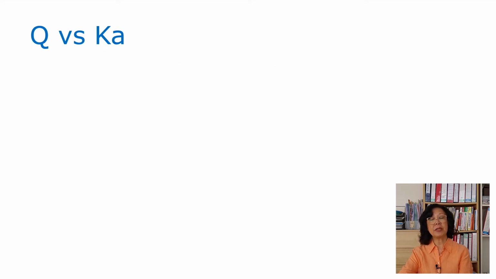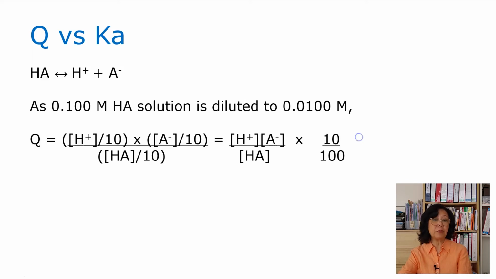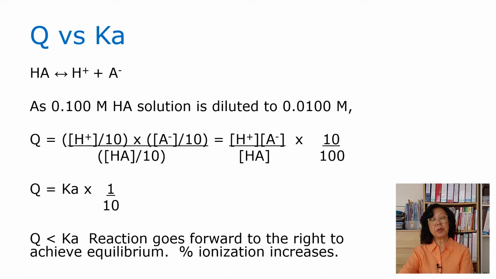Now let's look at the percent ionization. Why does it increase? Here we are disturbing the equilibrium when we dilute it, so we are going to calculate the reaction quotient. When the other species are diluted by 10 times, we divide their concentrations by 10, and that will factor into a quotient that is 1/10 of the Ka value. Note that. So when the quotient is less than the Ka value, that means the reaction has not yet reached equilibrium. It will still go forward to the right to achieve equilibrium, therefore increasing the percent ionization.